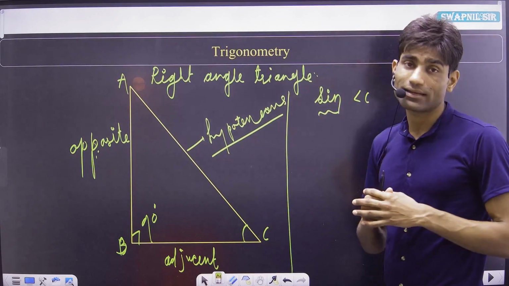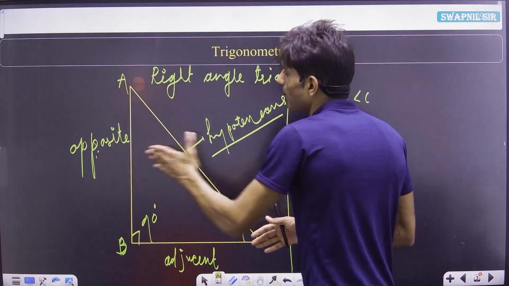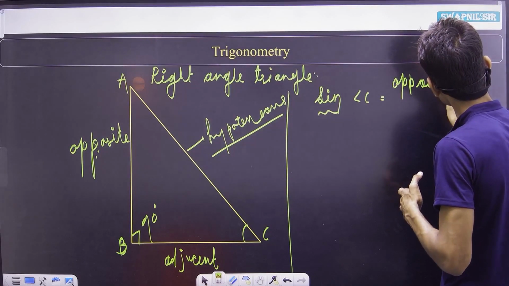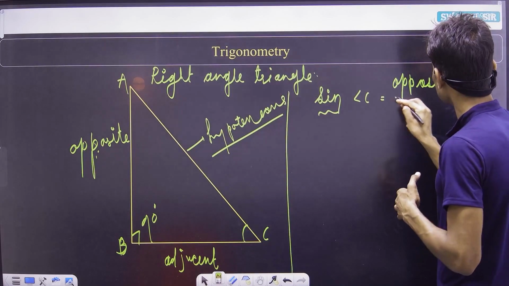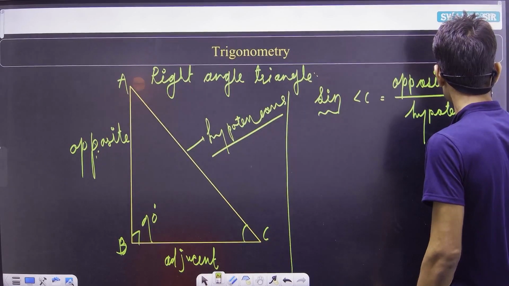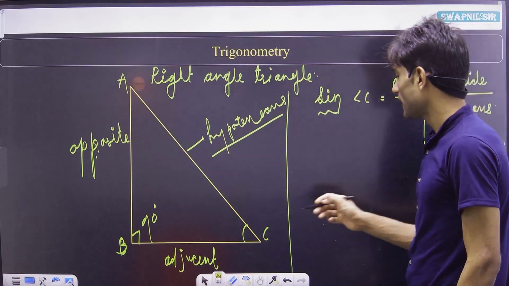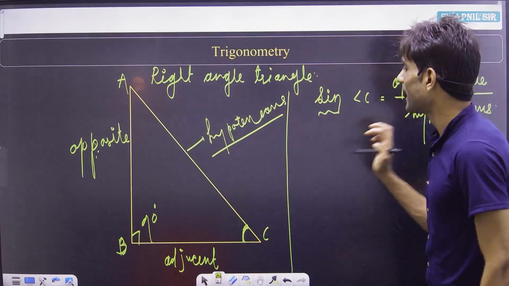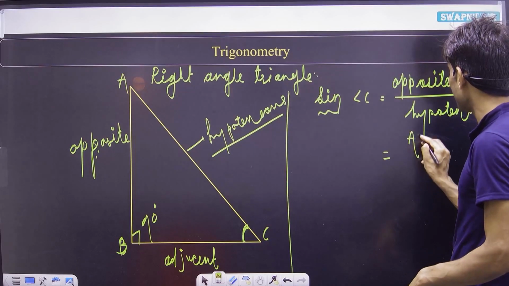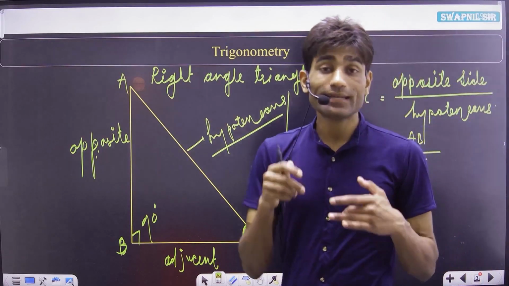Now I have to go for the sine of angle C. We know that the sine of angle C represents the opposite side divided by the hypotenuse. So here, for the sine of this angle, we write the opposite side divided by the hypotenuse. That means the measurement of side AB to the measurement of side AC. So we write it as AB divided by AC, where the opposite side is AB and the hypotenuse is AC.